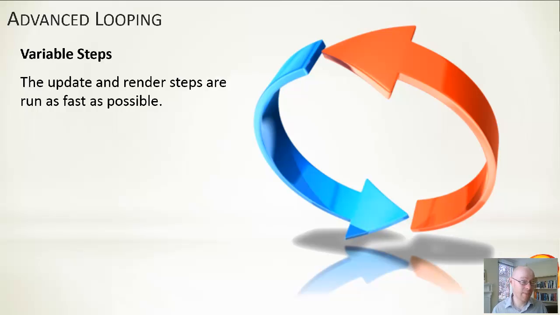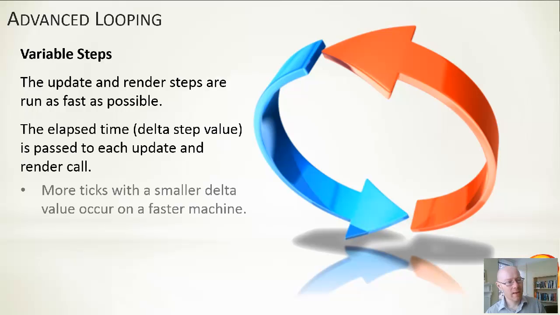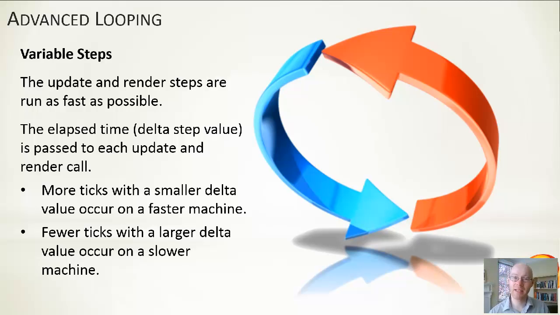It can make the updates of the objects more complicated because they can't simply assume every single step will be of the same duration. They have to look at what the actual step time was, and then take that into account, for example, for movement, for rotation, for anything where time is an element of the update. So elapsed time, delta step values passed to each update and draw. More ticks on a faster machine, and on a slower machine, you have a smaller number of updates with a larger delta value between them.